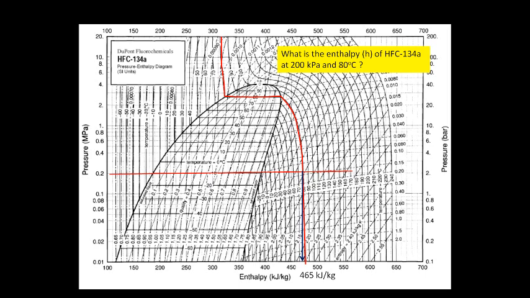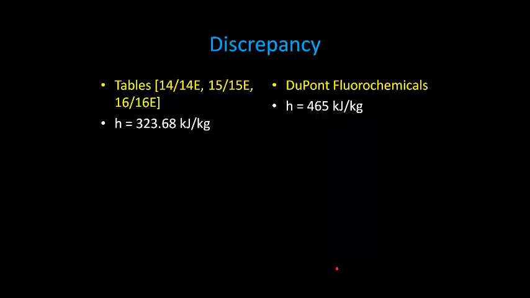You may see a discrepancy in this. The last chart said we were at 323 using the tables, so the tables tell us we're at 323 kilojoules per kilogram. Now this chart tells us it's 465. There's a discrepancy. Well, you're right. The tables provide one enthalpy, while the DuPont Fluorochemicals chart provides us with another. Basically, the scientists that did the two charts used different starting parameters to solve this.